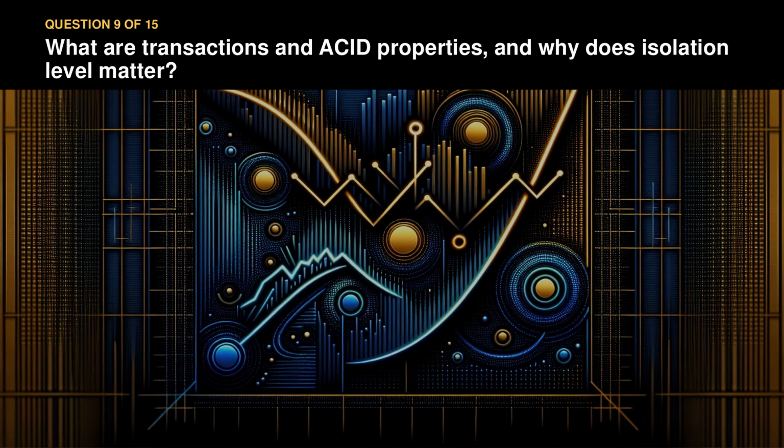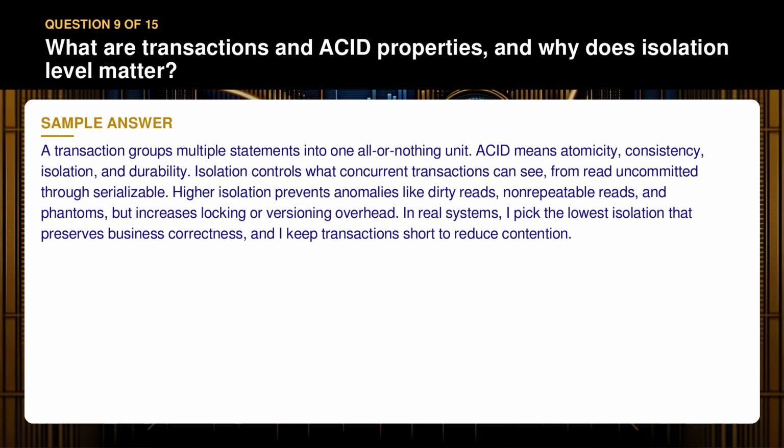Question 9. What are transactions and ACID properties, and why does isolation level matter? A transaction groups multiple statements into one all-or-nothing unit. ACID means atomicity, consistency, isolation, and durability. Isolation controls what concurrent transactions can see, from read uncommitted through serializable.